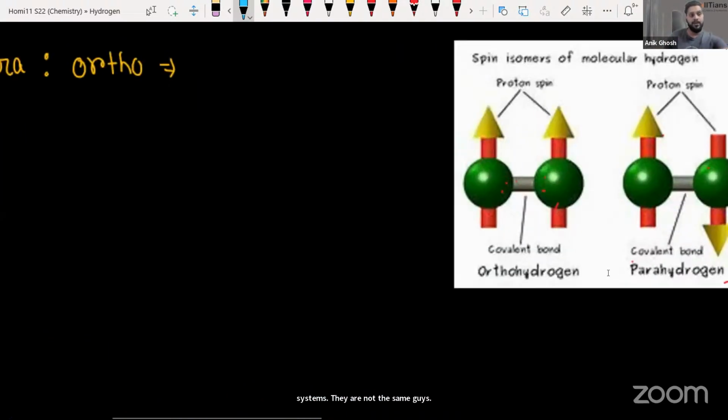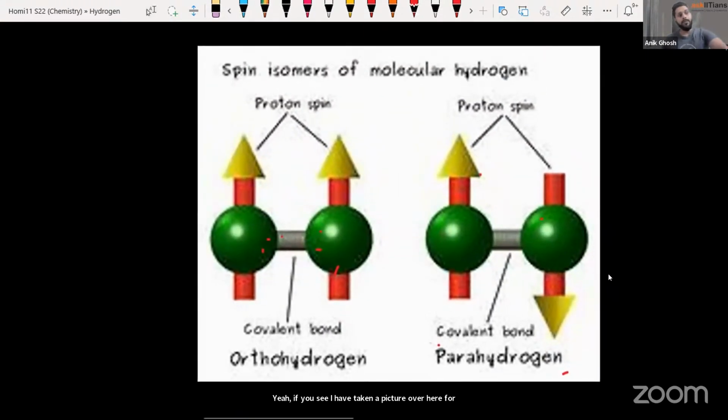Here, I have taken a picture for you. You know that protons and electrons are all fermions, and they have their own spin. If you look at the spins of the protons for ortho and para hydrogens, for orthohydrogen the spins are in the same direction. It's the same as what you have learned for electrons, plus half and minus half. When the spins are on the same side, let's say clockwise or anti-clockwise, however you want, then we call it orthohydrogen.